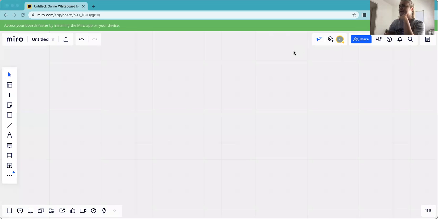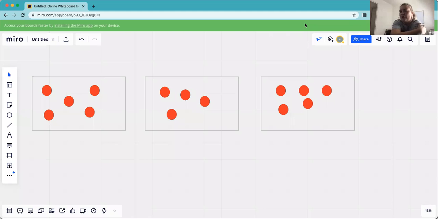Hello, first grade. So in this video, we're going to go ahead and talk about word problems with 3 addends. All right. So I collected some red rocks. When I did that, I put them in 3 separate baskets. So I need to figure out what I already know.